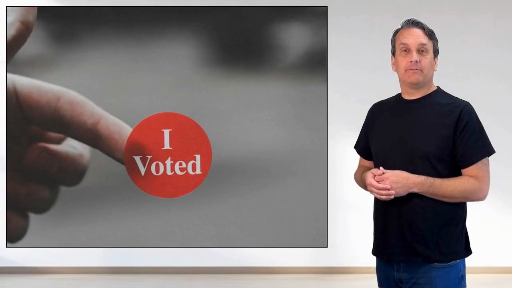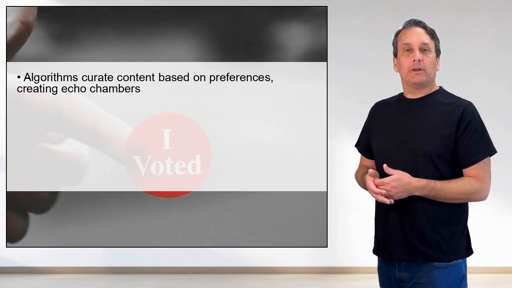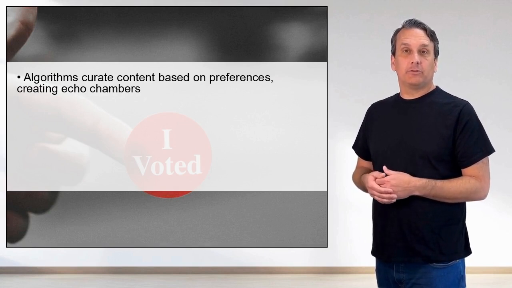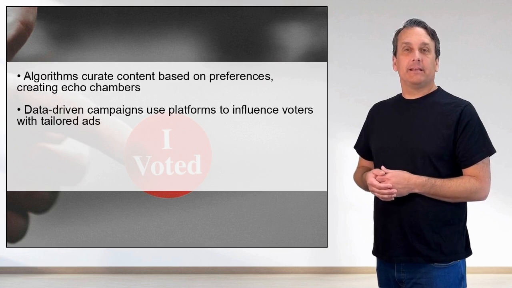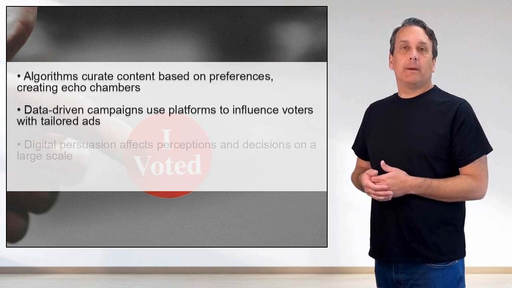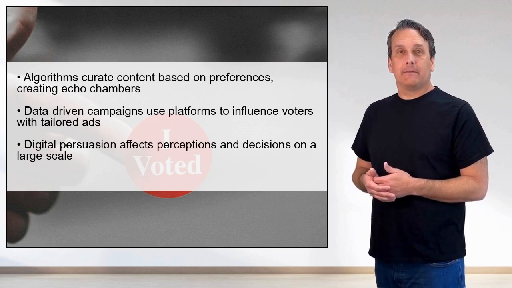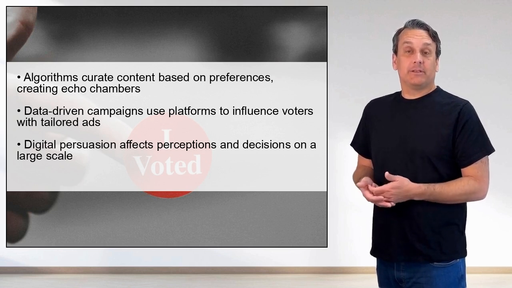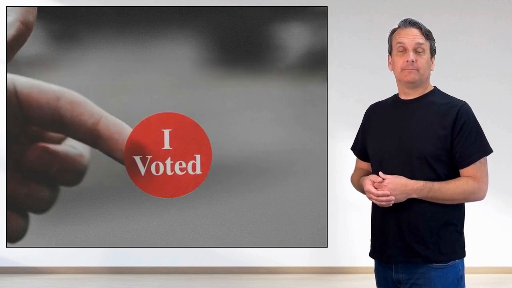Consider social media platforms as an example. Their algorithms curate content tailored to user preferences, resulting in echo chambers where particular views are reinforced. Its impact on elections has brought significant attention to this, as data-driven campaigns utilize these platforms to influence voter behavior by showing tailored political ads. These tactics demonstrate how digital persuasion has the power to affect perceptions and decisions on a large scale.